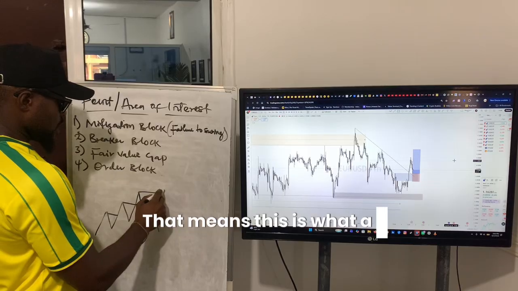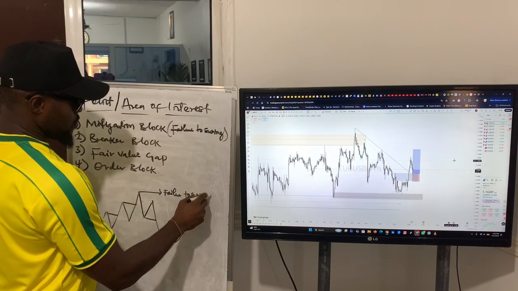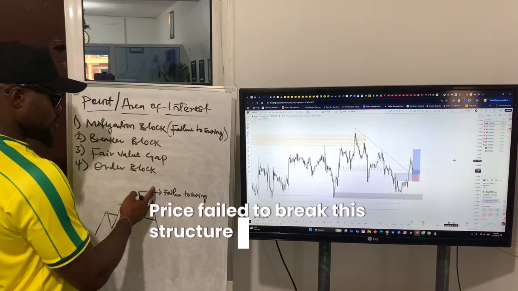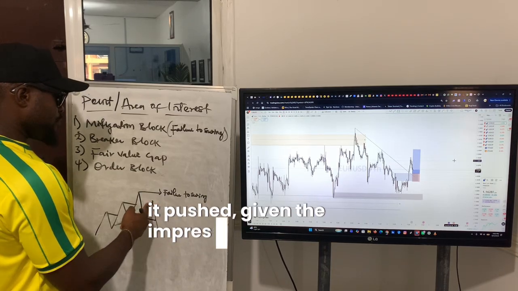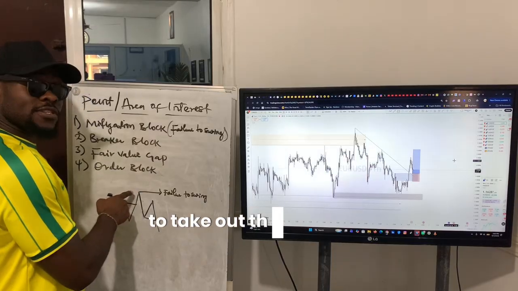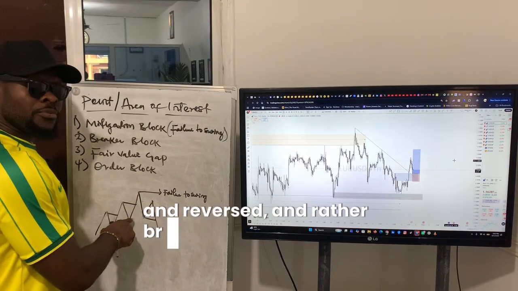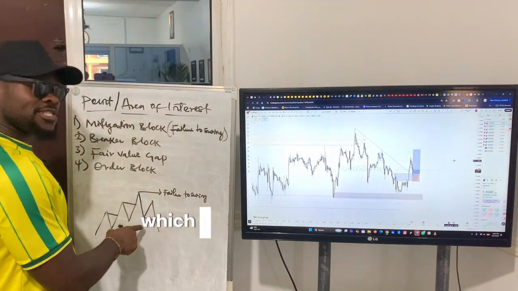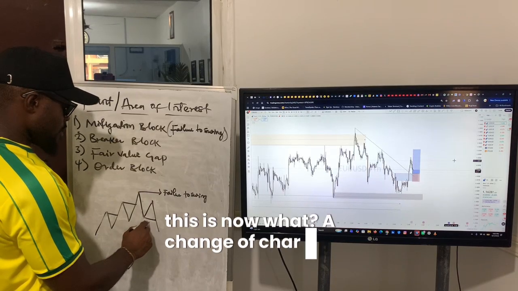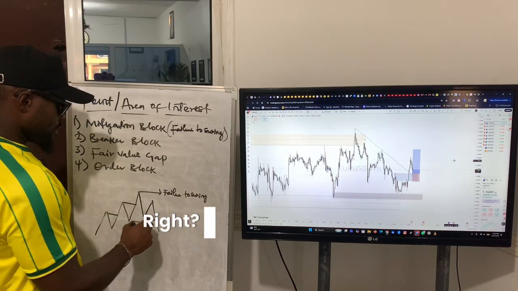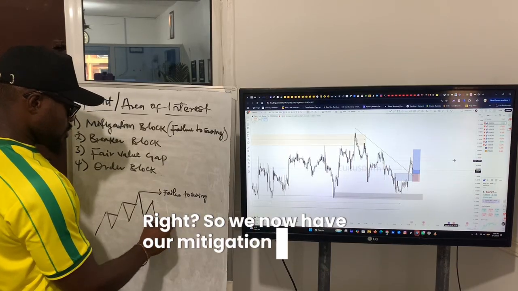That means this is what? A failure to swing. Price failed to break this structure before changing character, if at all. Rather, it pushed, giving the impression that it wants to go higher to take out this previous high, but it stopped somewhere in between and reversed and rather broke the structure in the opposite side, which is breaking structure to the downside. Now, for that case, this is now what? A change of character, right? So we now have our mitigation block here.